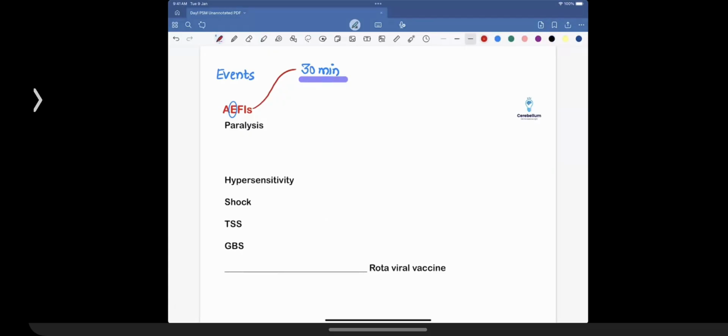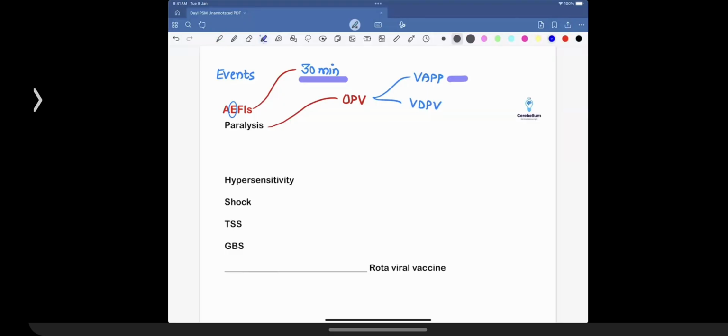Paralysis can occur due to any vaccine. It is very rare. Which vaccine is most commonly associated with paralysis? OPV, IPV, both, none? It is only OPV. OPV means Salk or Sabin? See, look at the chat box. 50% are saying Salk, 50% are saying Sabin. It is Sabin. It leads to two types: vaccine associated paralytic polio, vaccine derived poliovirus.